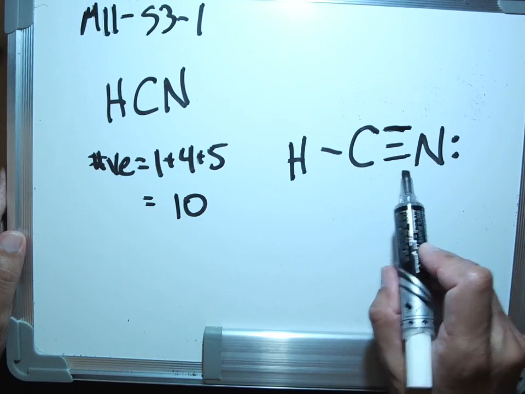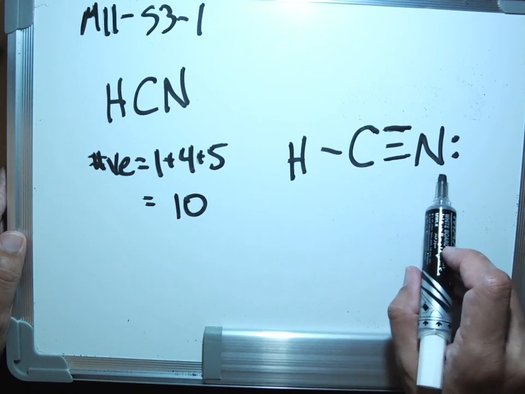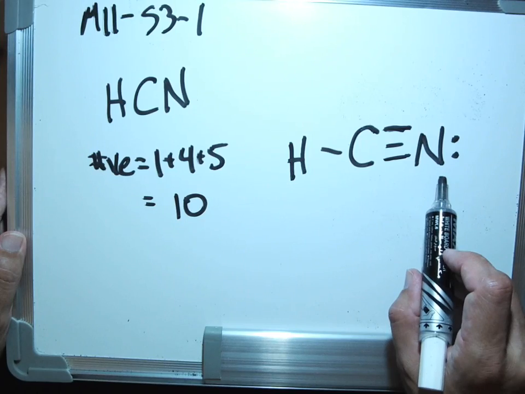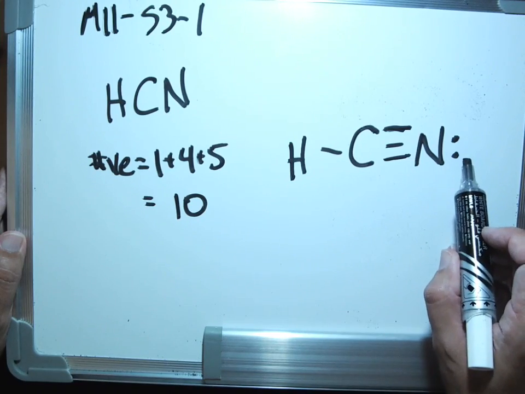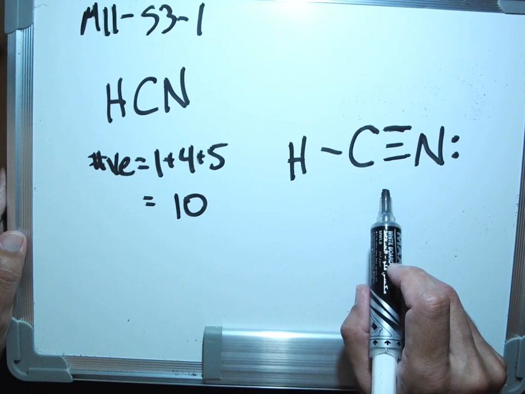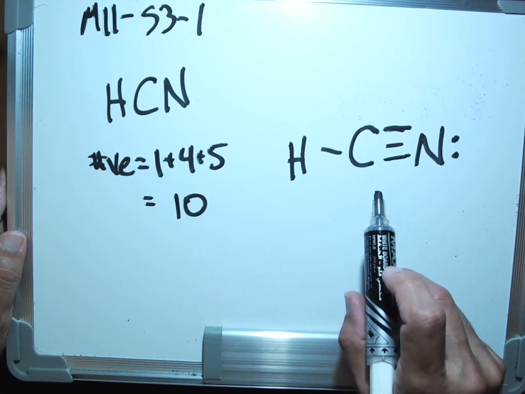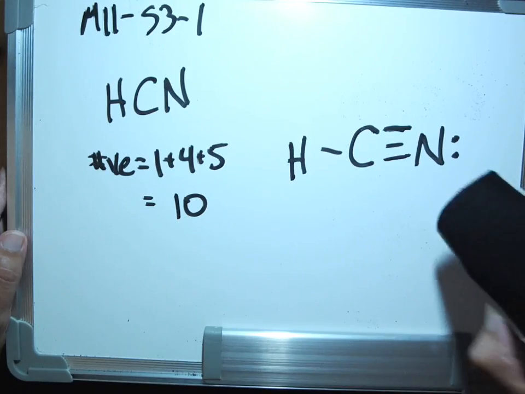From the standpoint of the carbon, hydrogen has its duet. If we do our electron accounting here, we'll see that we are indeed using 8 plus 2 for 10 valence electrons. This is the correct Lewis diagram for hydrogen cyanide. Okay, let's try another one.